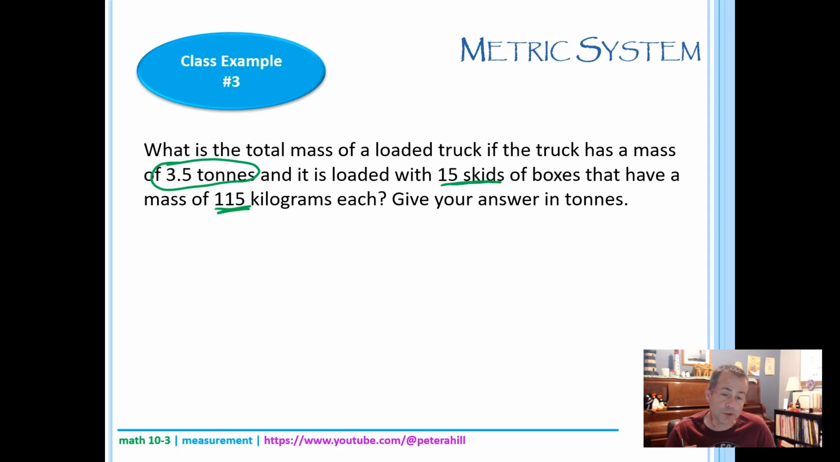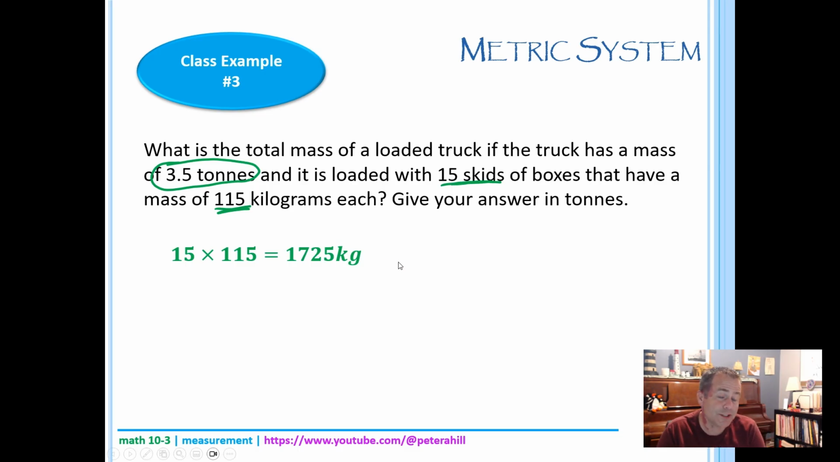In order to do that, I'm going to multiply 115 by 15, and that gives me 1725 kilograms. Now it said answer in tons, so I want to take that 1,725 kilograms and convert it to tons. In the last slide, we just talked about the fact that there are 1,000 kilograms in 1 ton.